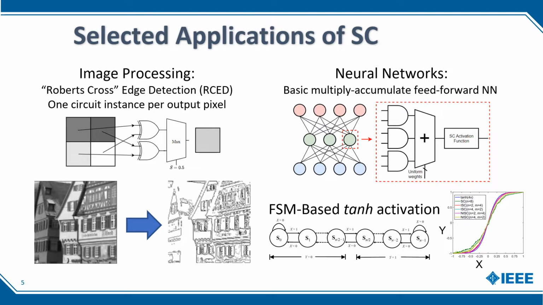Stochastic computing has also been extensively studied as a paradigm for machine learning hardware. A basic stochastic neural network consists of a set of AND gate multipliers followed by a mux adder and a tanh activation function. The stochastic tanh function is notable because it requires only a small finite state machine, which is far simpler than conventional approaches.